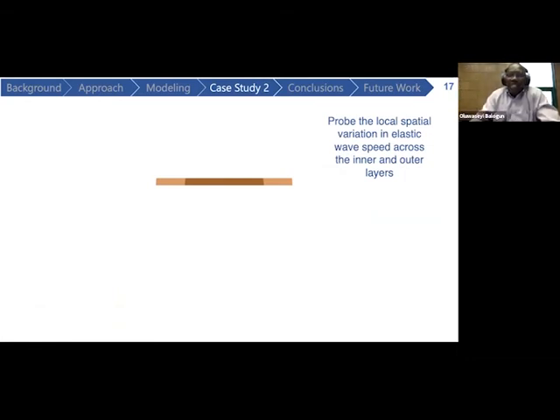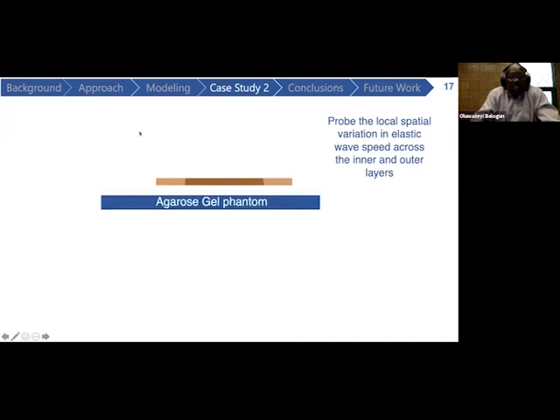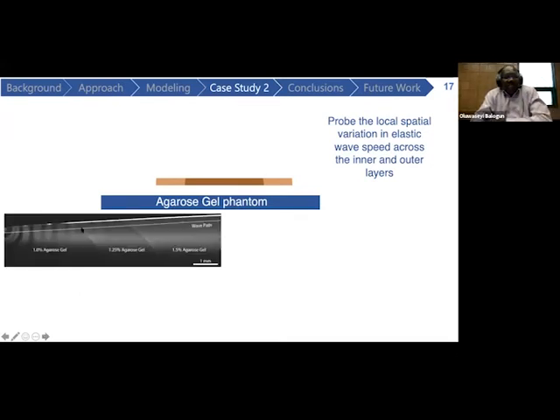So if indeed we have this representative layering, that should be reflected in the wave speed as a function of position. So that's what we set out to do, to probe the local spatial variation in the elastic wave speeds. I'll just give an example of how this is done. It requires high spatial resolution to do this. And so here's a model experiment that we started out with.